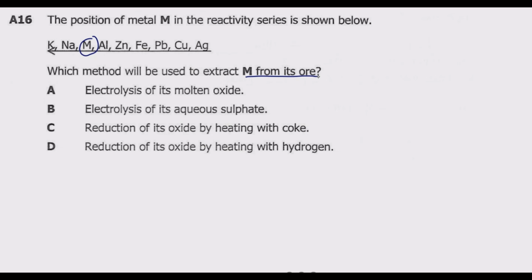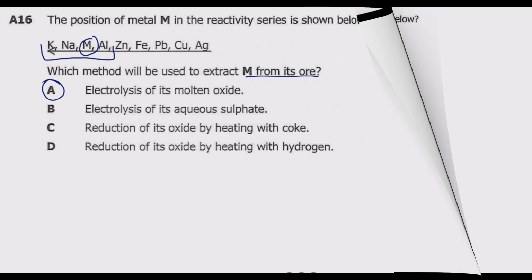Now if you look at it, M is more reactive than aluminium, and ideally it could be calcium or magnesium, between those two elements. So these are reactive metals. These are more reactive metals, and for these we use electrolysis of their molten oxide or ores. So what you notice in this case is A is the correct answer. So take note of the two methods.